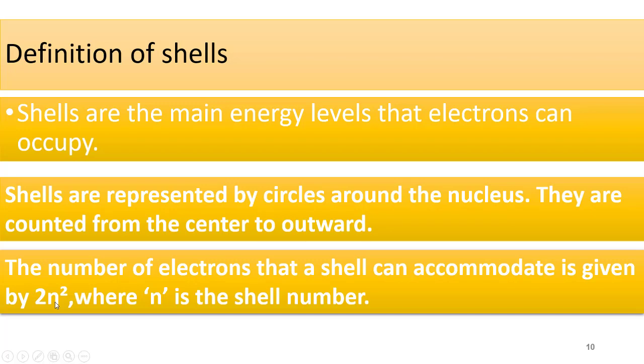Similarly, if we want to find out the maximum number of electrons in the second shell, then 2 will be written in place of n and we can find out the number of electrons in the second shell. So, the number of electrons that a shell can accommodate is given by 2n² where n is the shell number.